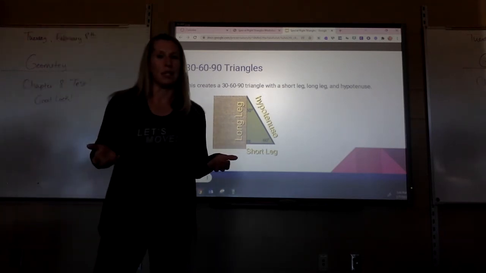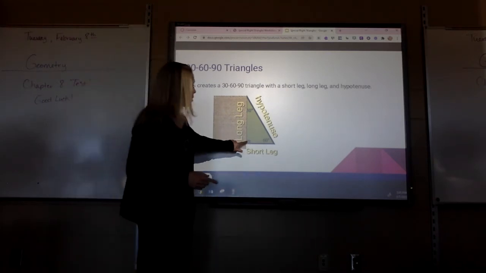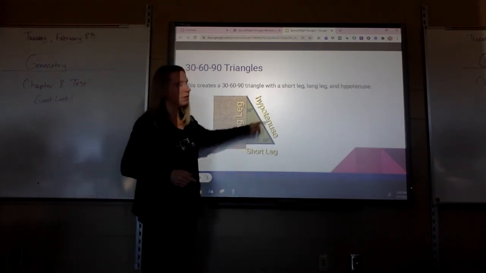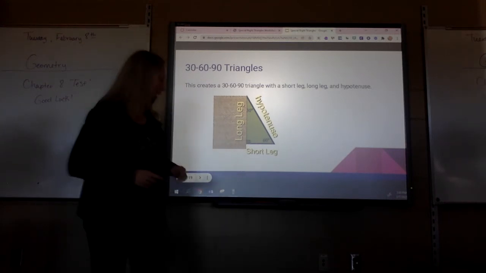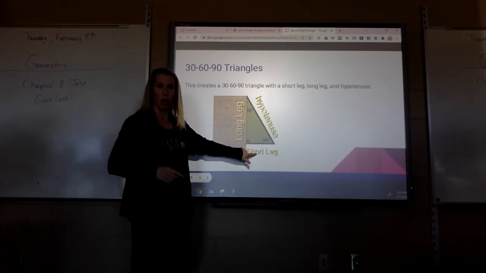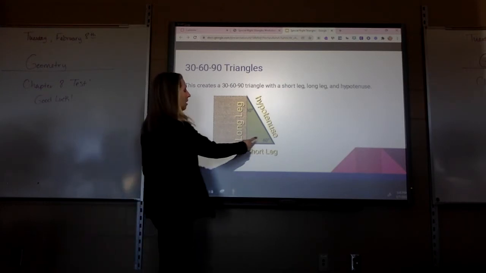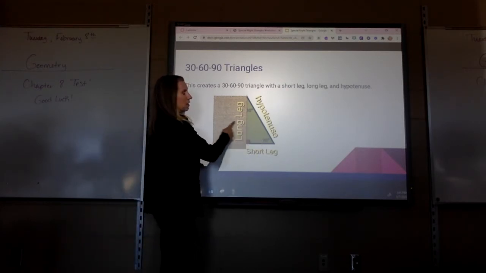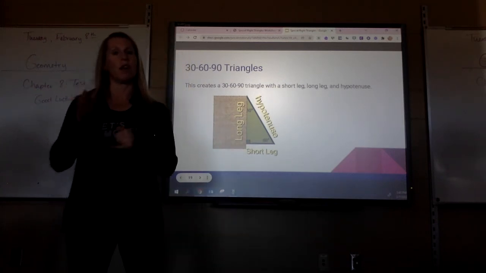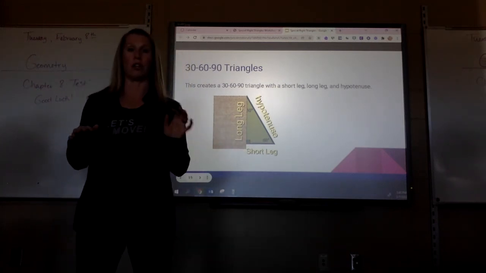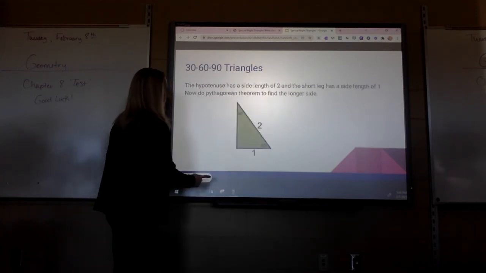So on a 30, 60, 90 triangle, we always have a short leg, a long leg, and a hypotenuse. The hypotenuse is the easiest one to find because it's across from the right angle. The short leg is always across from the 30-degree angle because 30 is smaller than 60. The long leg is across from the 60-degree angle because 60 is bigger. So you've got a short leg, a long leg, and a hypotenuse on all 30, 60, 90 triangles.